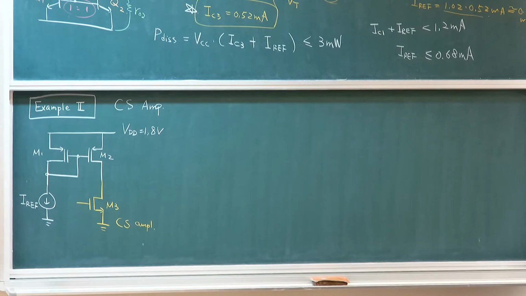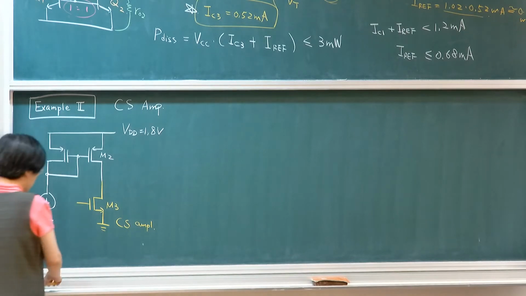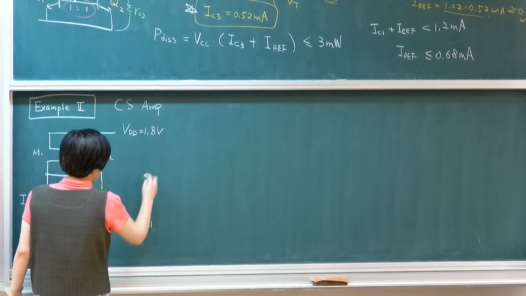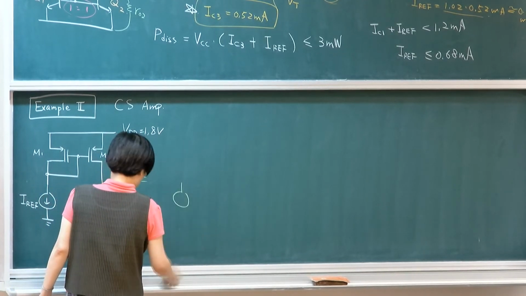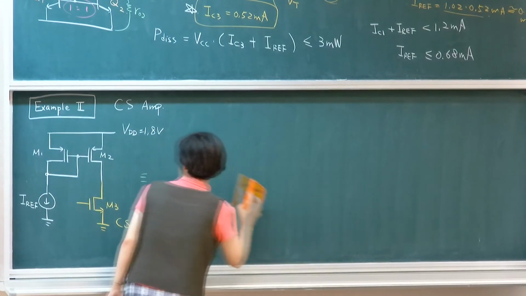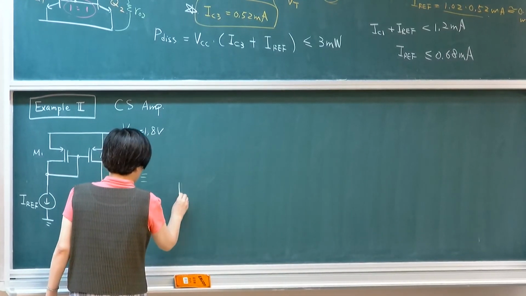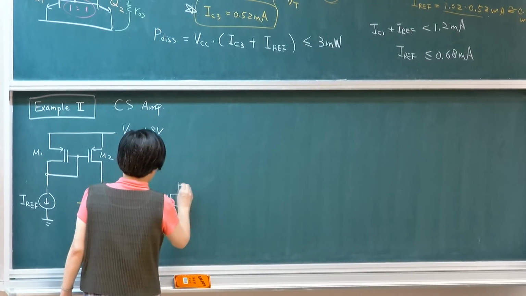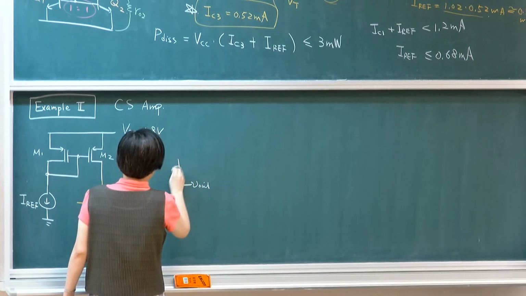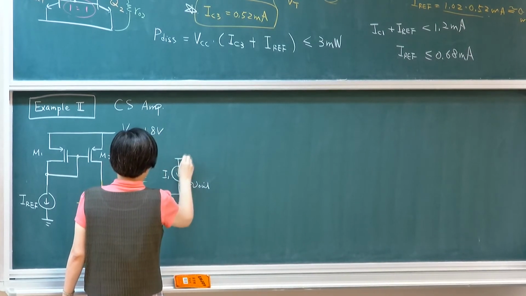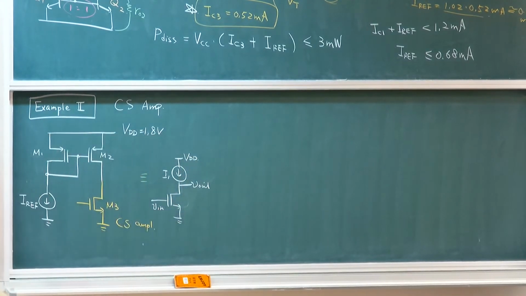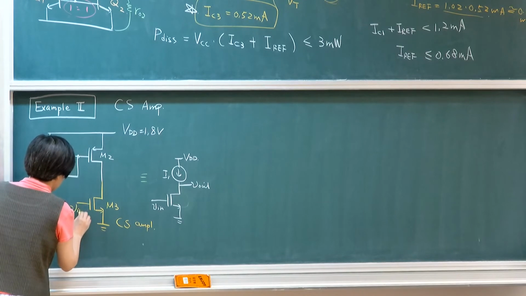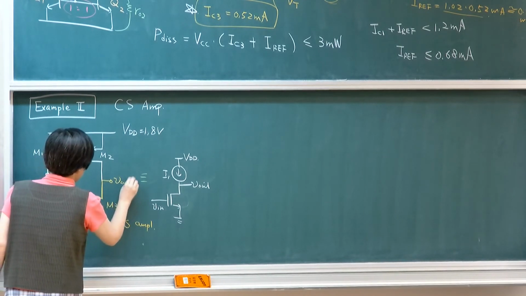As I highlighted on the left, this will be equivalent to a common source amplifier input-output, where you're biasing with a current source, which is being constructed by this current mirror circuit. So this will be my input terminal, and this will be the output terminal.